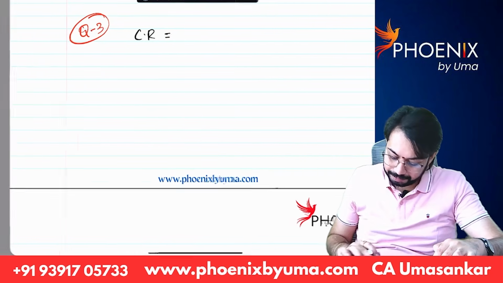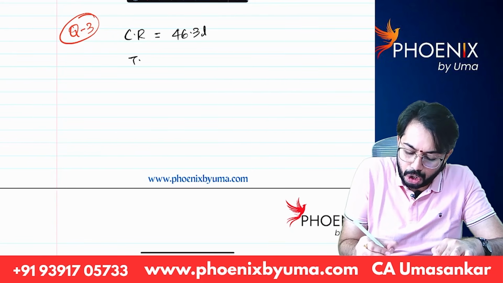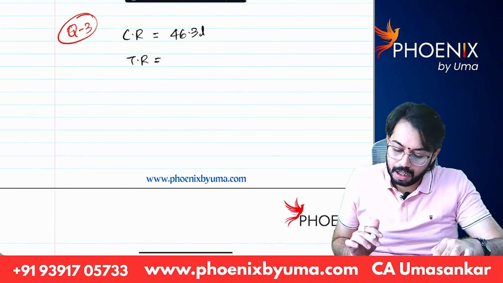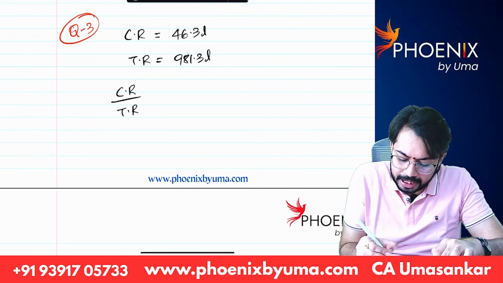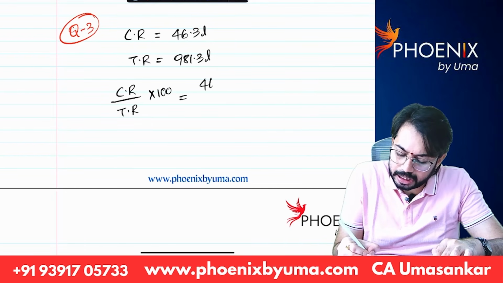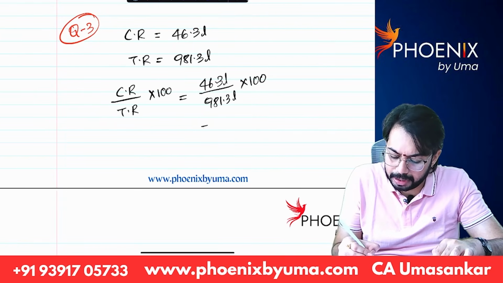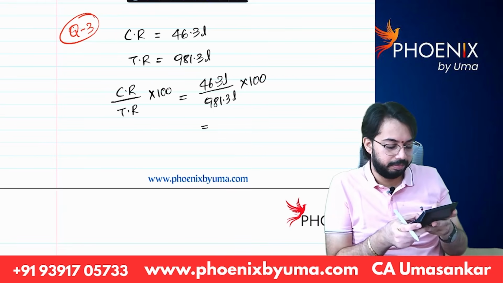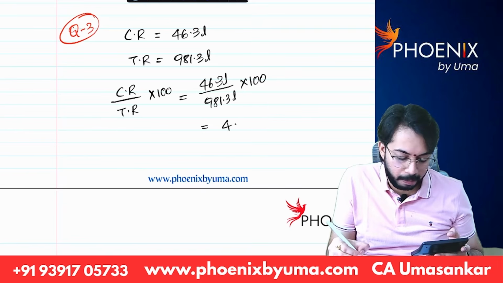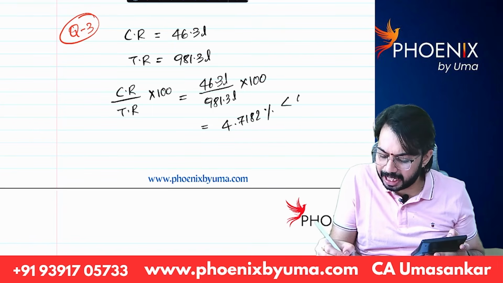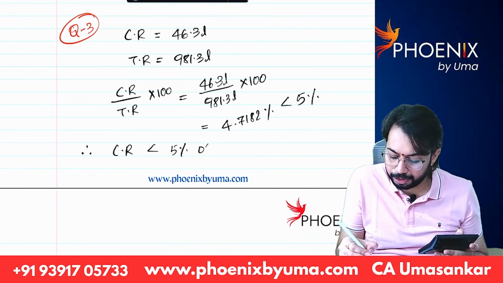Cash receipts are 46.3 lakhs. Total receipts 981.3 lakhs. Now, cash receipts by total receipts into 100. 46.3 lakhs divided by 981.3 lakhs into 100. How much? 4.7182%. That means less than 5%. Therefore, cash receipts are less than 5% of total receipts.